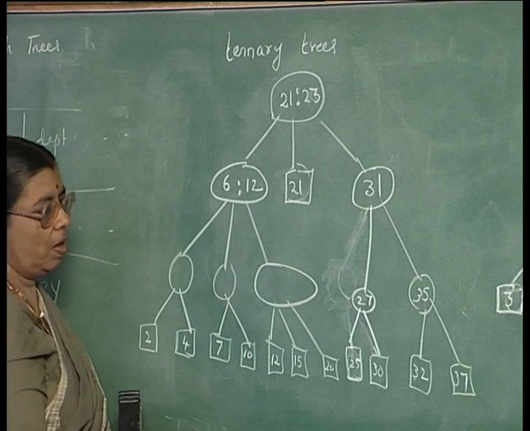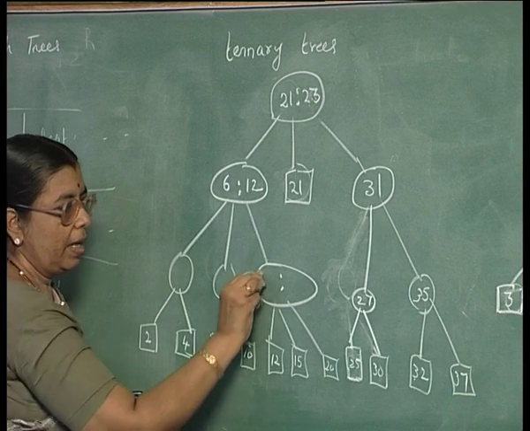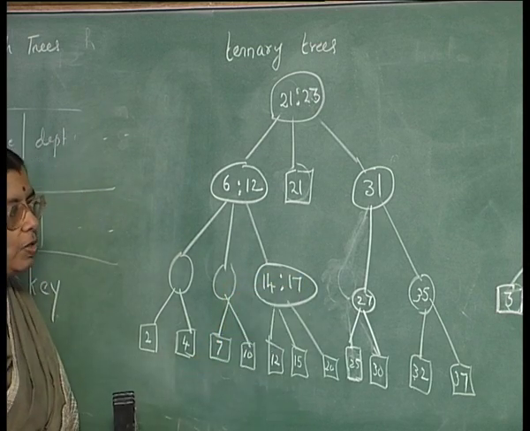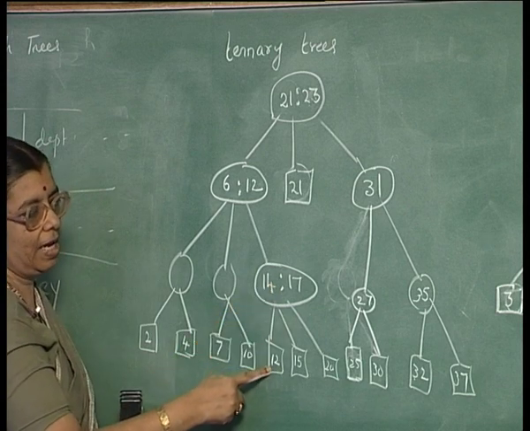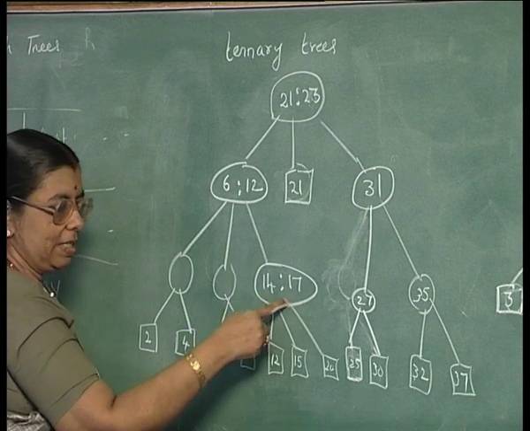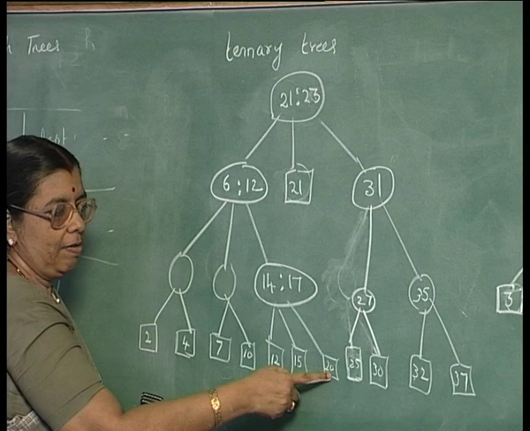So, here there should be 2 discriminating values. I can have something like 14 and 17. All values less than 14 will go to the first tree. All values greater than or equal to 14, but less than 17 will go to the middle subtree. Greater than or equal to 17 will go to the right subtree.